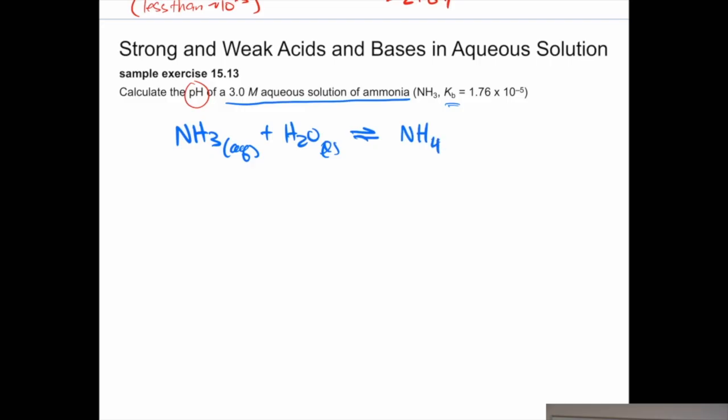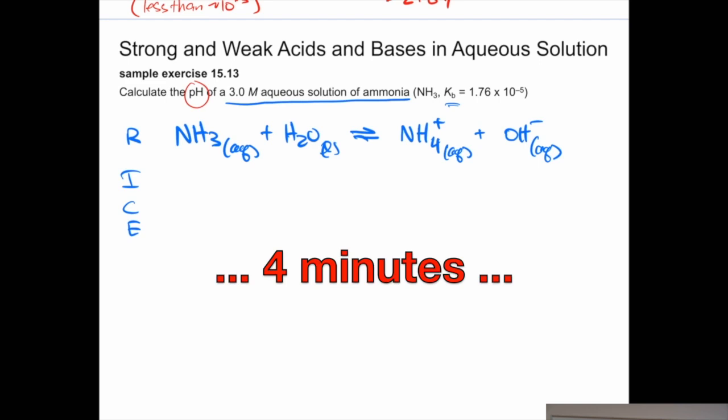All right, that was a neutral. We added a hydrogen ion. So it's NH4 plus, aqueous solution, plus OH minus in aqueous solution. I'm going to do it along with you. So if you don't want to see how it's done, don't look at the screen. Okay.